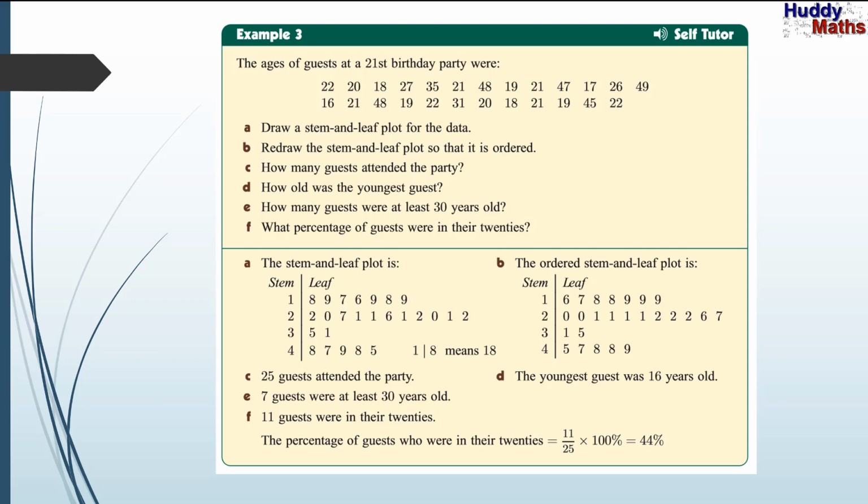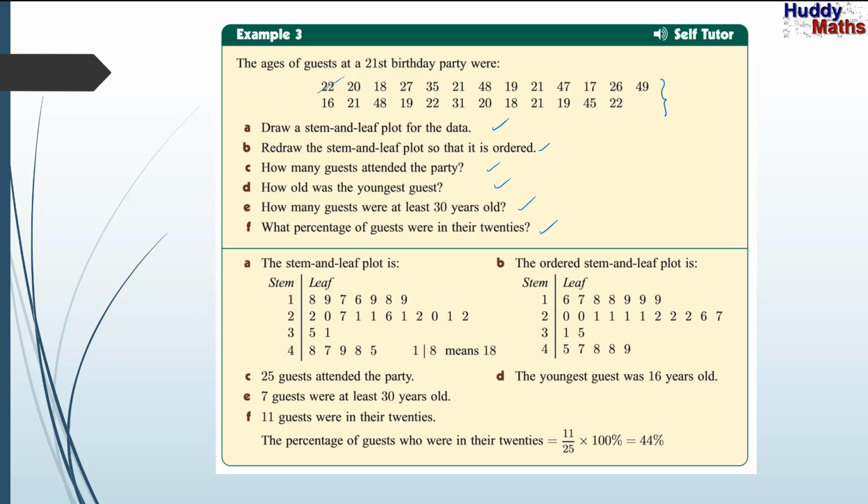So here we are, the ages of people at a 21st birthday. Draw a stem and leaf plot for the data. Redraw it so it's ordered. How many guests attended the party? How old was the youngest? How many were at least 30 years old? What percentage of guests were in their 20s? So a stem and leaf plot's going to be good for that. So let's go and do it.